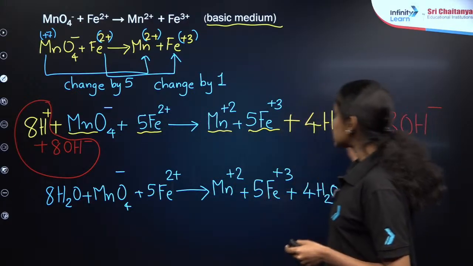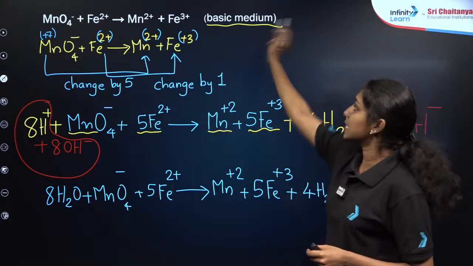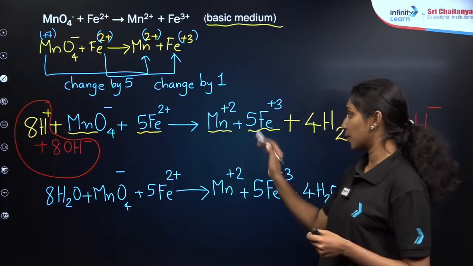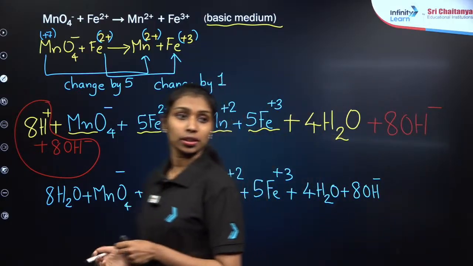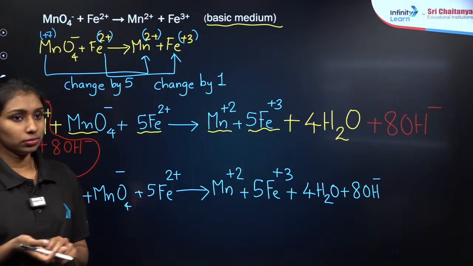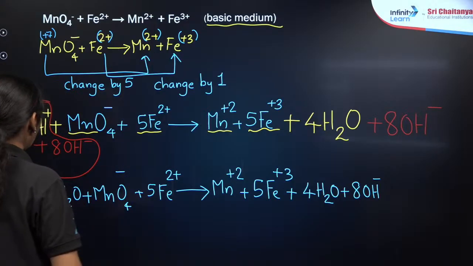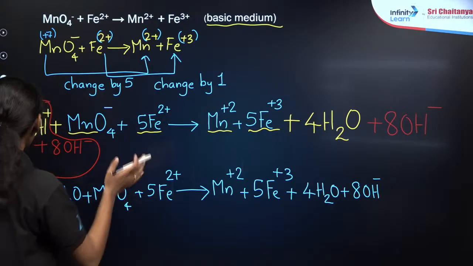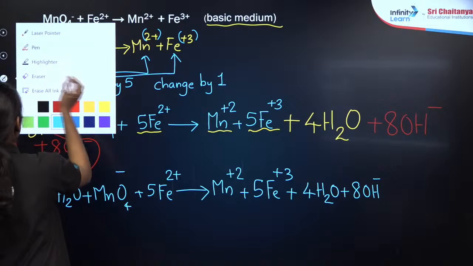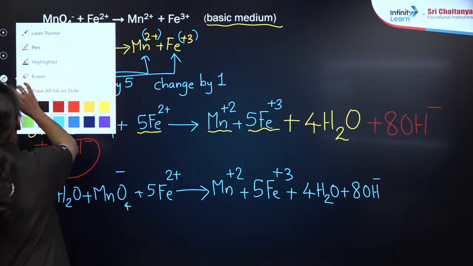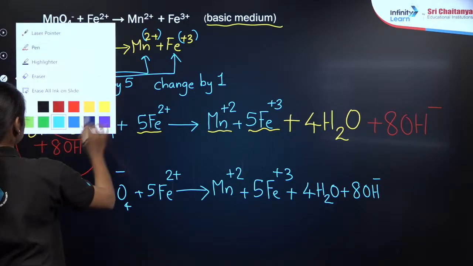Yes, in this particular case, charge is not balanced because it is in the basic medium. We have to add OH minus ion. That is the issue. Then you have to just delete the atoms which are on similar sides or in similar numbers.